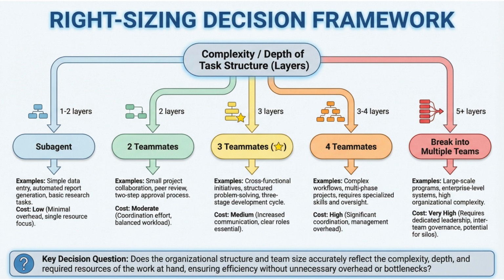The key question is interdependence. If layers coordinate but work independently most of the time, agent teams add value. If layers need constant back and forth, the coordination overhead might exceed the benefit.